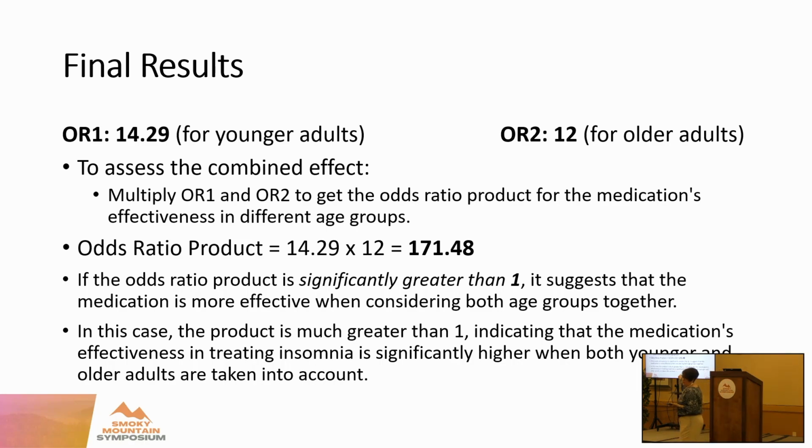And so my favorite phrase in this whole thing is "significantly greater than 1." I would say that 171.48 is significantly greater than 1. And so it suggests that the medication is more effective when considering both age groups together. And in this case, we see that treating insomnia is significantly higher when both younger and older adults are taken into account.